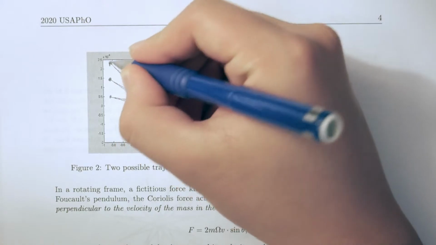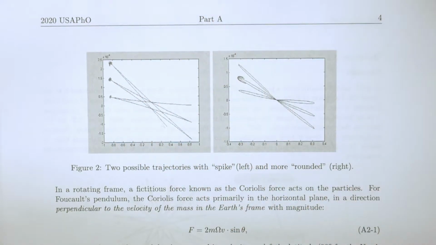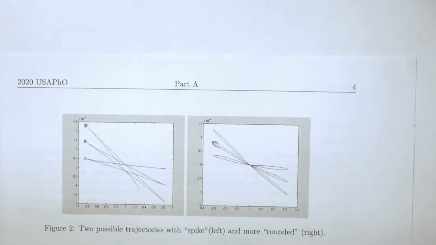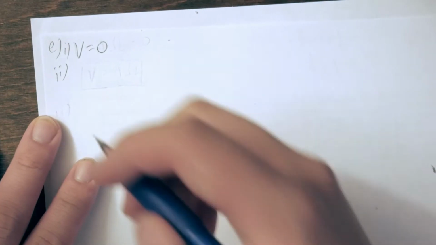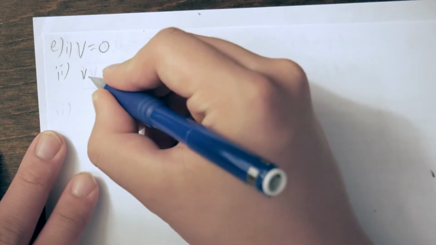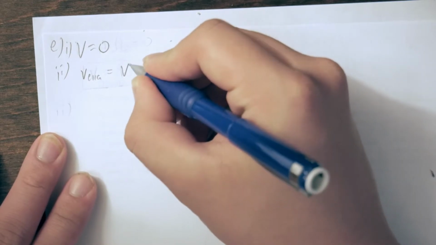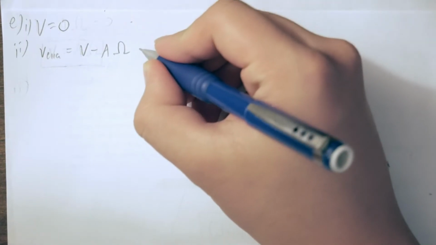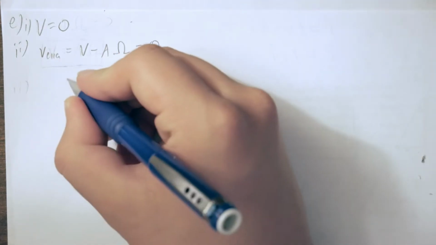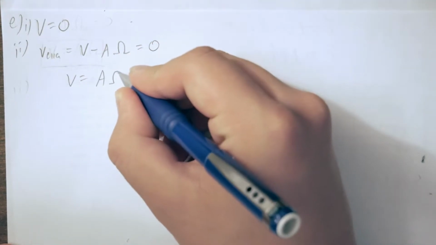So in order for there to be 0 velocity at the maximal points in Ella's frame, we already know that the velocity at the maximal amplitudes is v minus A omega, as we found in the previous part. And we want this to equal 0. So we have v equals A omega.